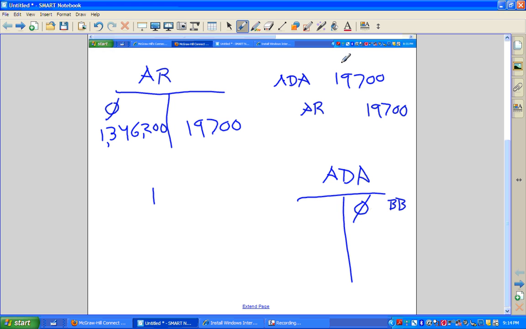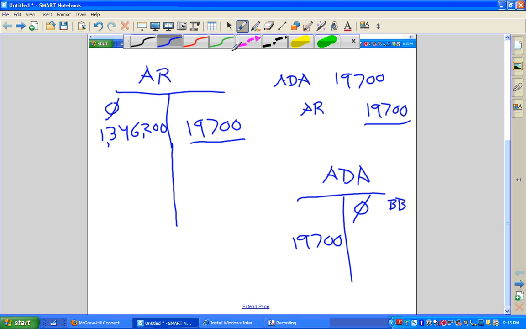So as soon as this happens, this debit goes here, 19,700. This credit went right over here, 19,700. And right off the bat, you can see that your allowance for doubtful accounts is going to be affected, and so is your accounts receivable. Okay, going back up to the problem.